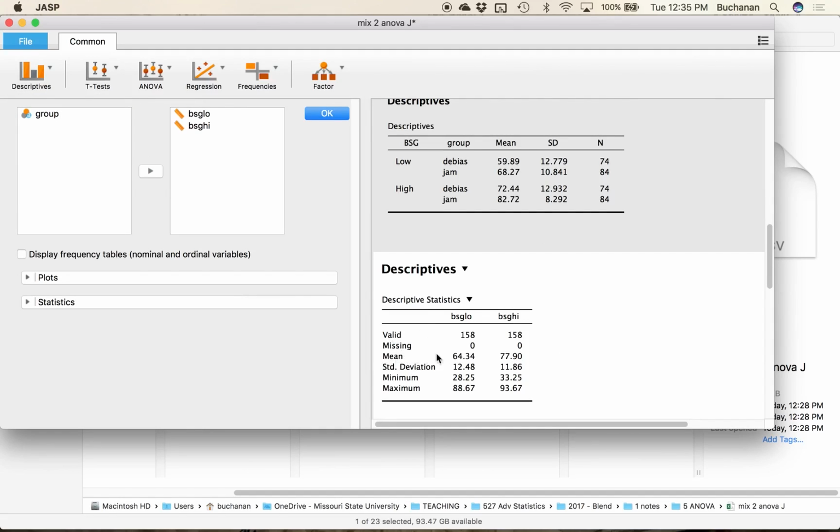So for BSG low, they're rating them about 64 points. For BSG high, they're rating them about 78 points, and that's why it's significantly different.